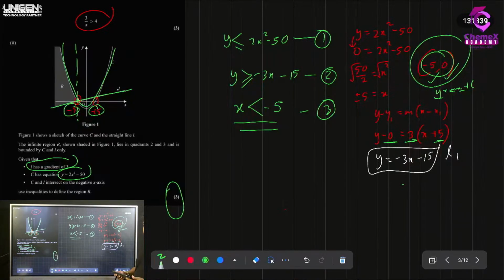Which part is not clear for you? You can ask. Which part, from where is it not clear how to form the equation? No, sir. Got it. Okay.